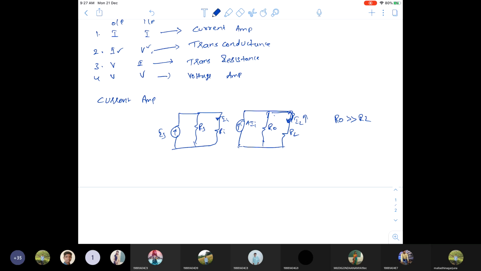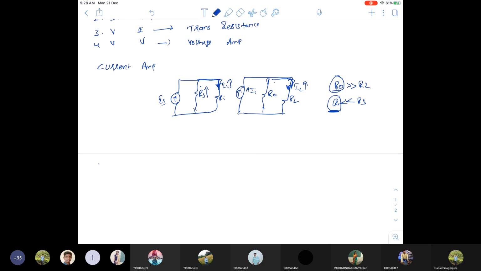Similarly, II should be high. So in order to get maximum II current, RI should be far less than RS. Then only the current will come and flow through this direction. So this is the relation between the input impedance and output resistance. Input impedance RI far less than RS means the feedback amplifier which uses this current amplifier will have less input impedance. That we can verify later. So output impedance is large and input impedance is less.